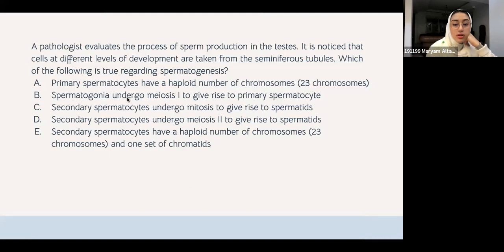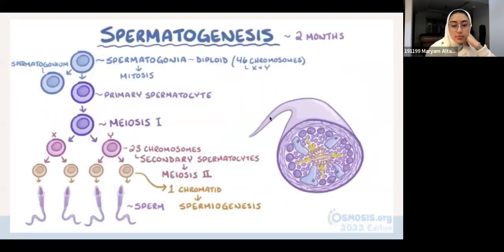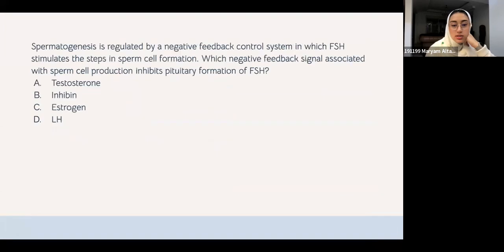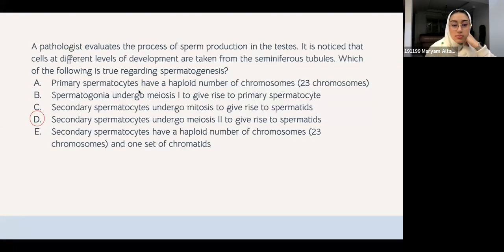So our spermatogonia undergo meiosis I to give rise to the primary spermatocyte. Here, let's go back. They don't undergo meiosis I, they undergo mitosis. So that's why this is not the answer here in terms of B. They don't undergo meiosis I, they undergo mitosis. Okay? Otherwise, secondary spermatocytes have a haploid number of chromosomes and one set of chromatids. No, they don't. Our spermatids have haploid number of chromosomes and one set of chromatids. Our secondary spermatocytes have two. Okay? So that's in general for the male reproductive system physiology.